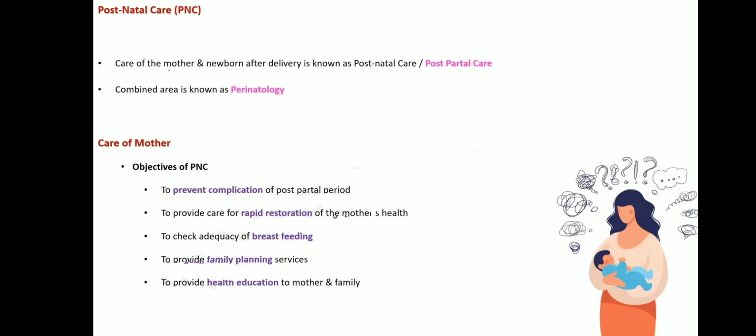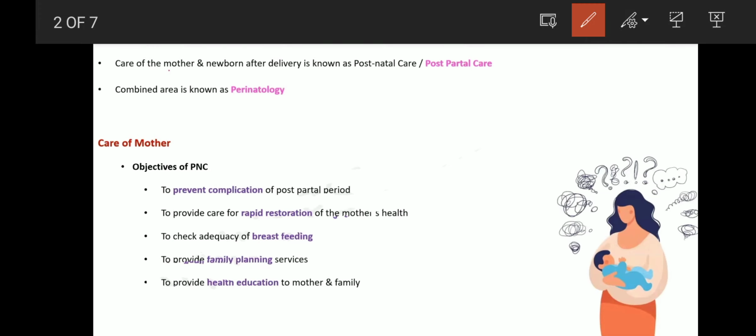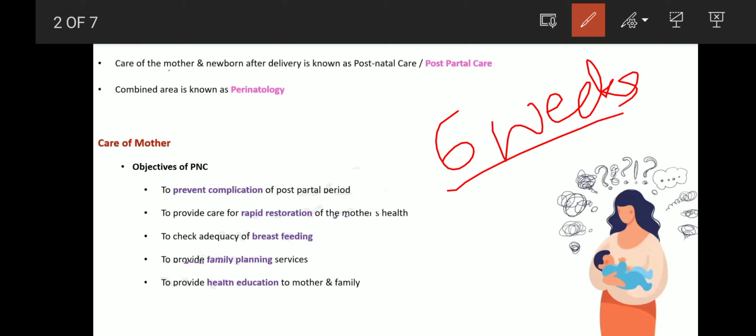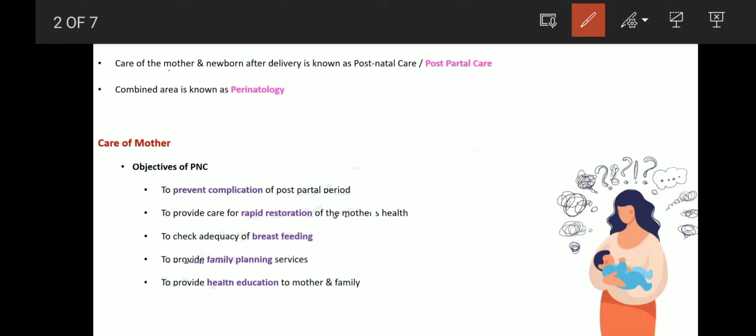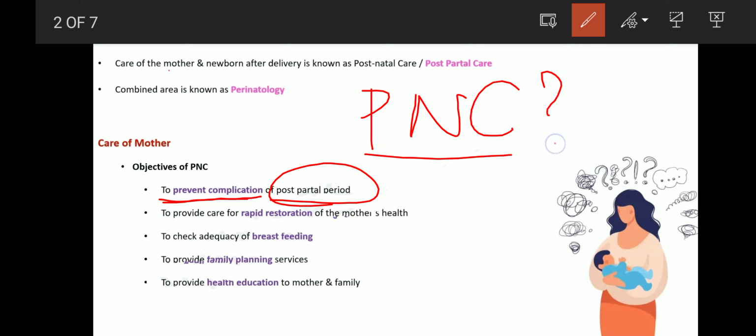Beginning with the care of the mother. The objectives of postnatal care are to prevent the complications of the postpartum period. We know the postpartum period, that is 6 weeks, 42 days after delivery. Certain complications like puerperal sepsis and thrombophlebitis can occur during this postpartum period. To prevent the complications, that is the first objective of PNC.